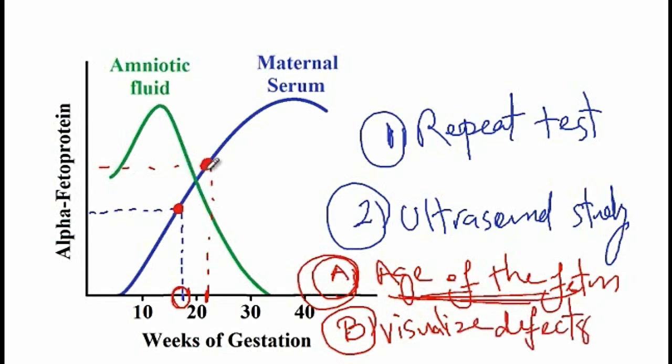So once again, if there is too much alpha-fetoprotein, you shouldn't right away conclude that there is a neural tube defect. You should first repeat the test, and if the results come back abnormal again, then you have to use ultrasound studies to check the age of the fetus, and then if possible, visualize the defects directly. And that concludes our discussion.